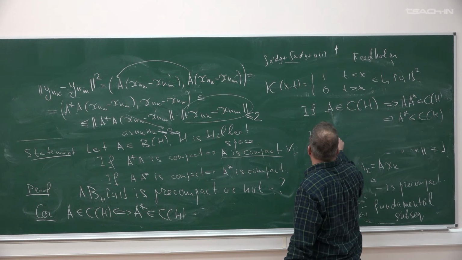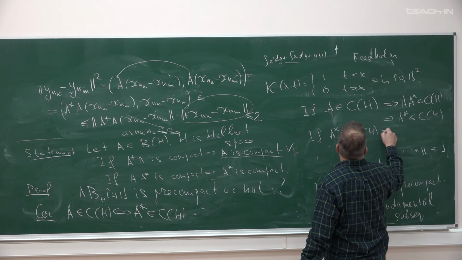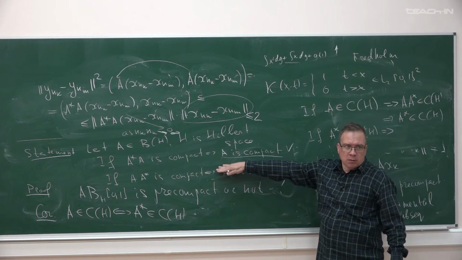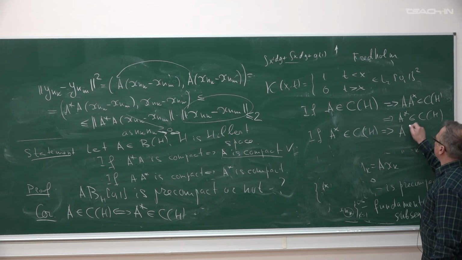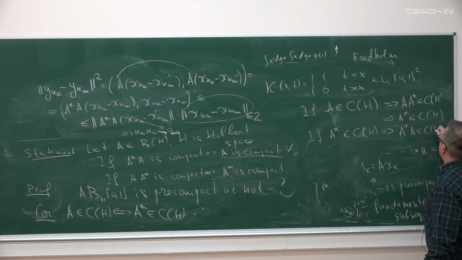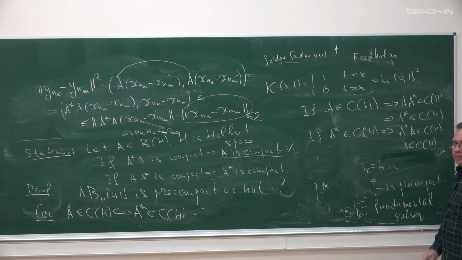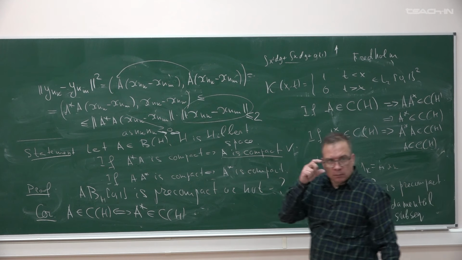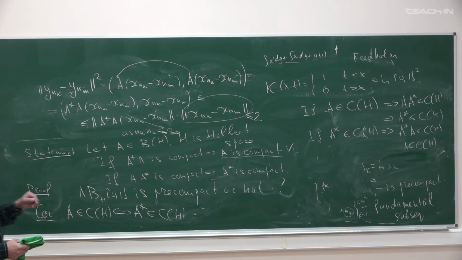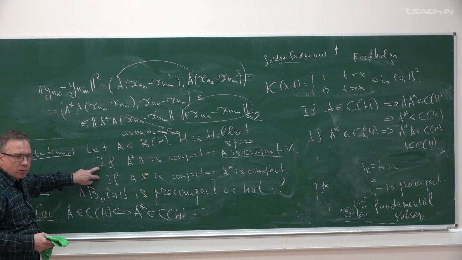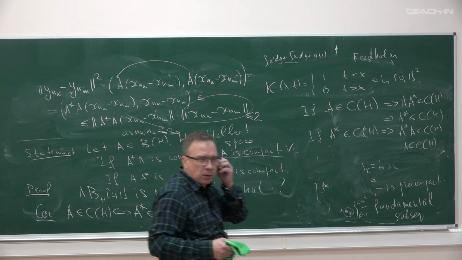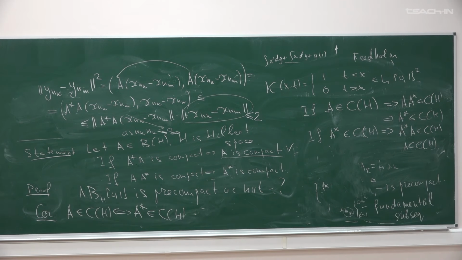If A star is compact, I take the first line. And by our statement, we immediately obtain that A is compact. So again, I repeat the usefulness and importance of this simple statement. For a self-adjoint operator, if any power of operator A is compact, then operator A is compact. And the equivalence of compactness of operator A and A star.